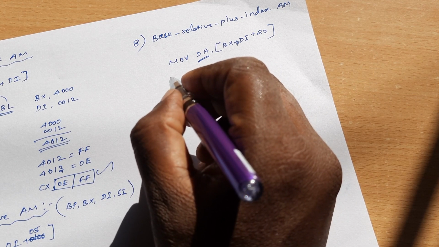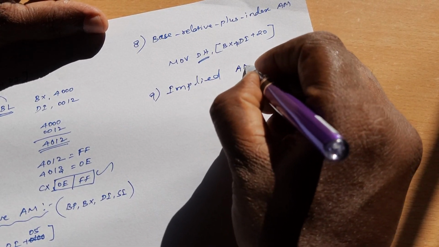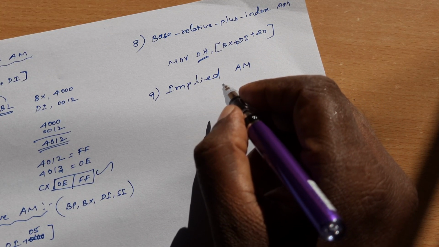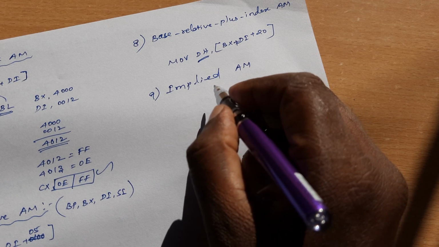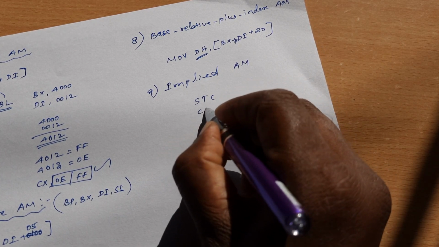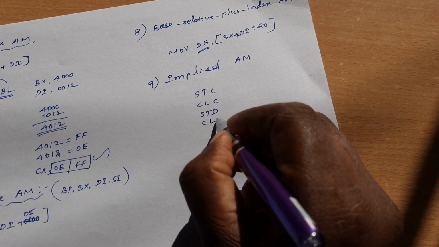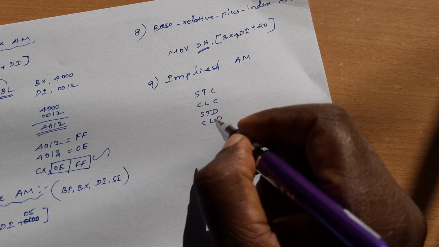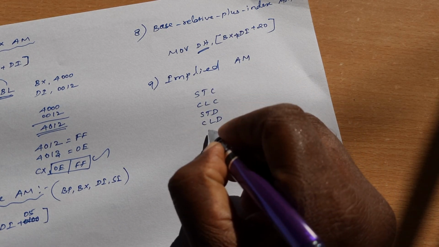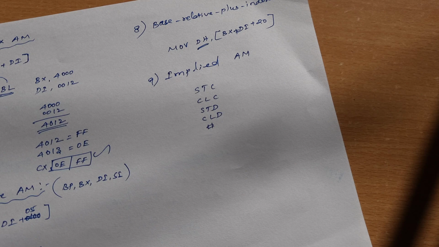And then now we'll see implied addressing mode. In implied addressing mode, here the operand is specified in the instruction itself. Say an example, STC set carry, CLC clear carry, STD set direction flag, CLD clear direction flag. These are 1 byte instructions which are actually used to do a particular task like this. Next you have many things, such as HLT, such things are implied addressing mode.